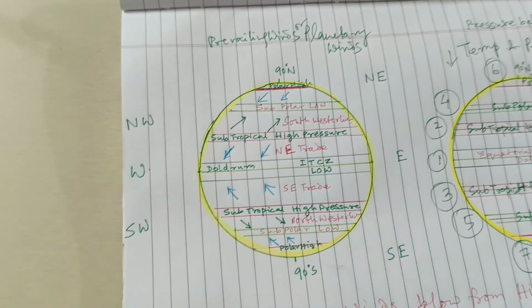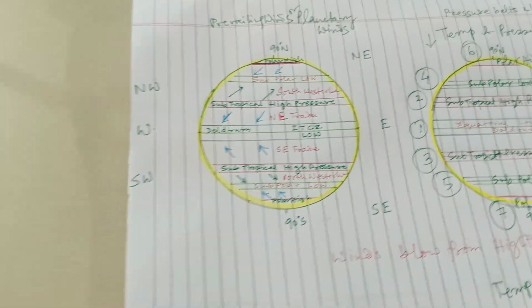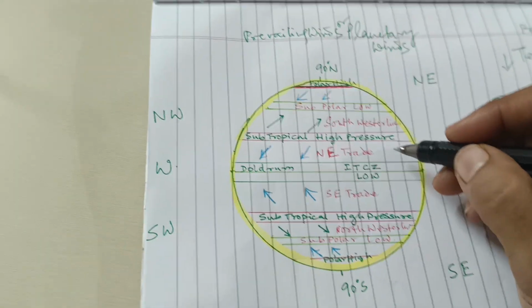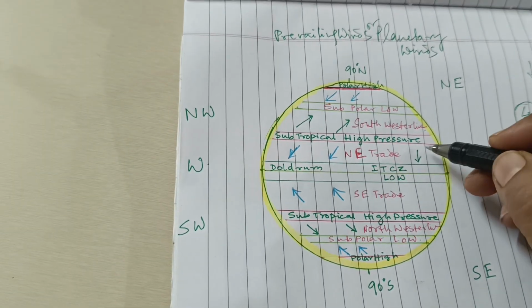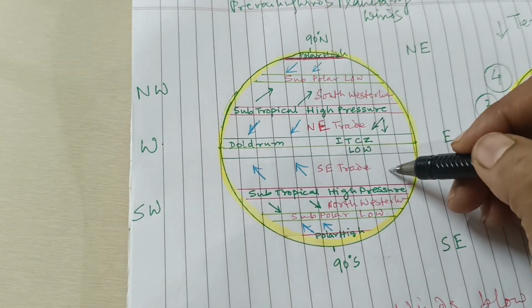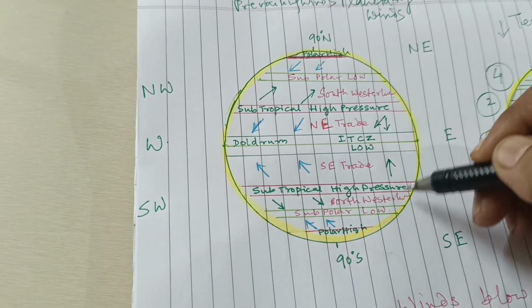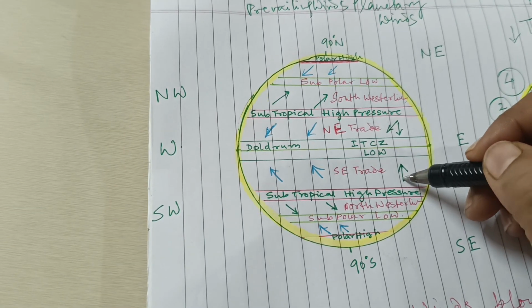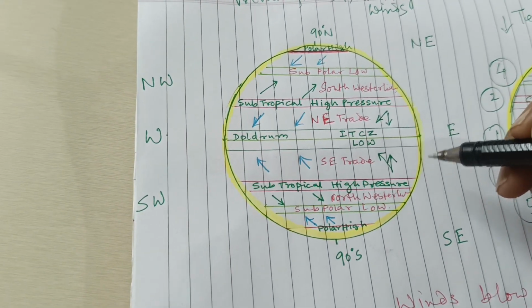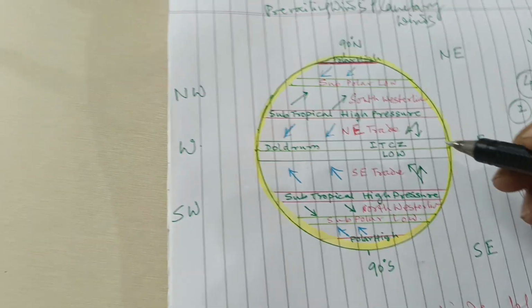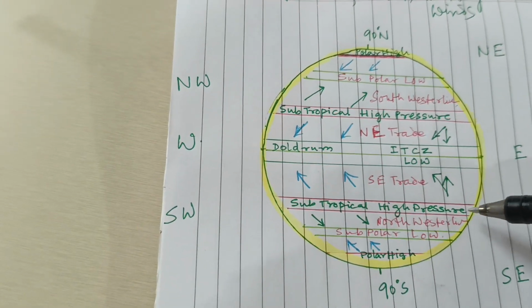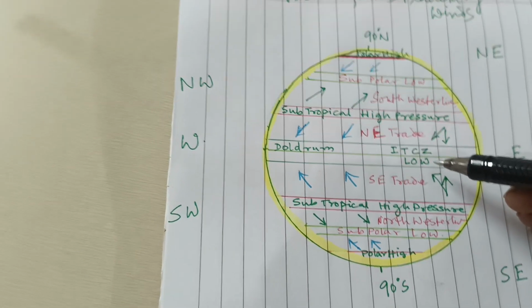So why am I telling about the cardinal points? Because we are seeing the wind is not blowing just like this, but it is deflected towards the right in the northern hemisphere, and the wind is not blowing from the south directly to the north. It is deflected towards the left in the southern hemisphere. So this thing you need to know. And we already know that wind is blowing from high pressure to low pressure zone.